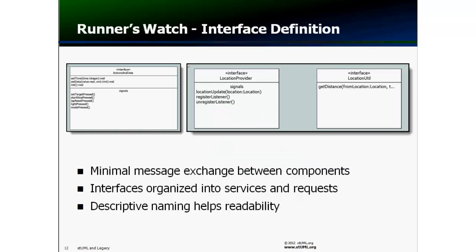We get explicit about the interfaces between the components using an interface definition diagram, and here we try to enforce loose coupling by having a minimal message exchange between the components. The interfaces can be organized into services, with each of the messages or all of the messages that go back and forth in a particular interface being defined, including the direction. And interfaces allow a collection of messages going in both directions between the components.